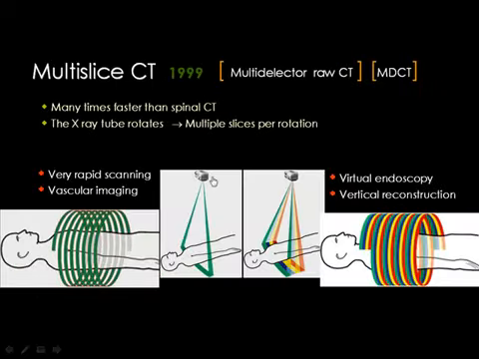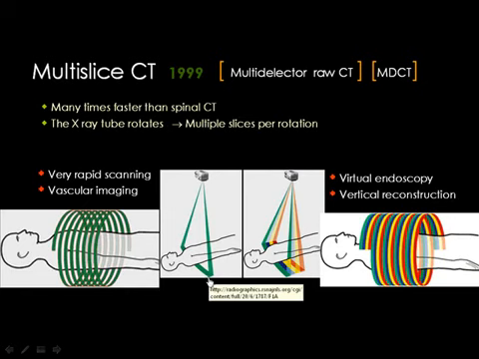After that came the most recent machine, which is known as the multi-slice or the multi-detector machine. In the spiral CT, you have an X-ray tube and a detector in front of the tube. Then every tube rotation, you get a single section.